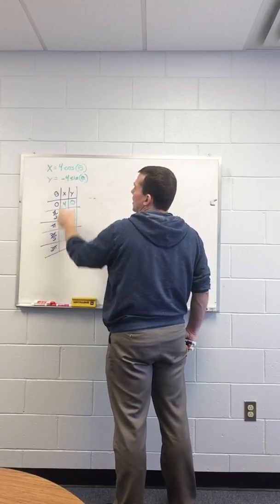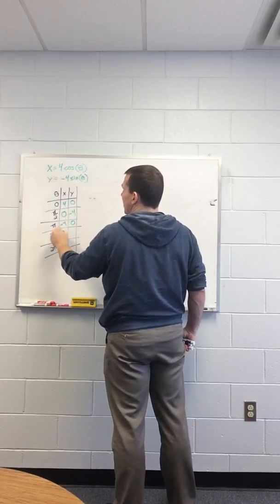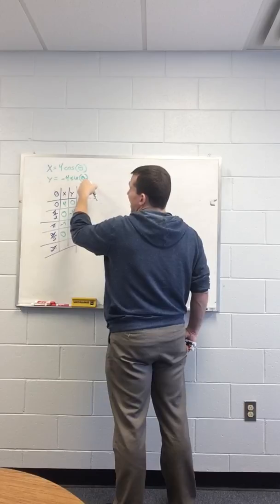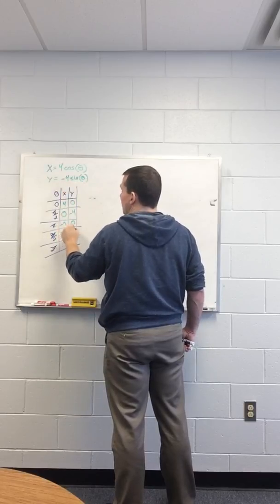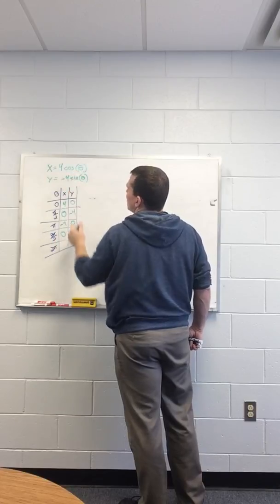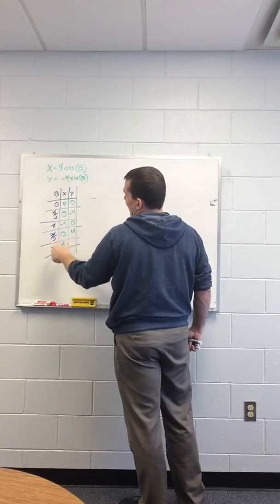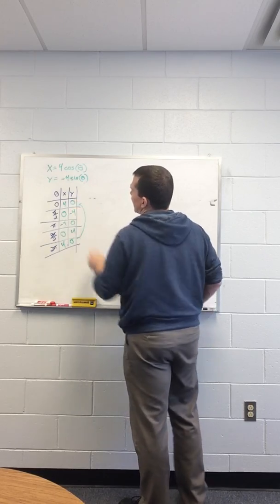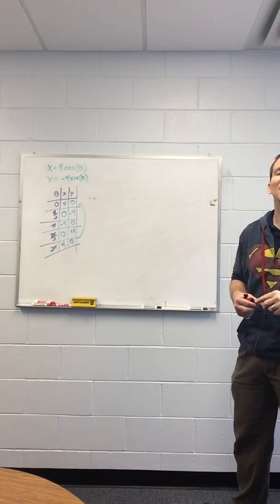3 pi over 2, cosine of 3 pi over 2 is 0, so that's 0. Sine of 3 pi over 2 is negative 1, that's negative 1 times negative 4, which is positive 4. And then at 2 pi, cosine of 2 pi is 1, so that's 4. Sine of 2 pi is 0, so that's 0. And that's actually right back where we started, which we would expect.